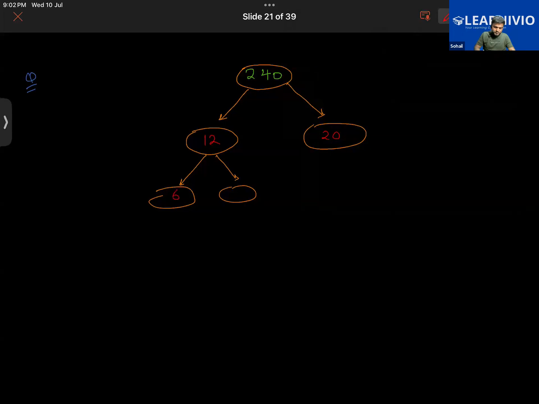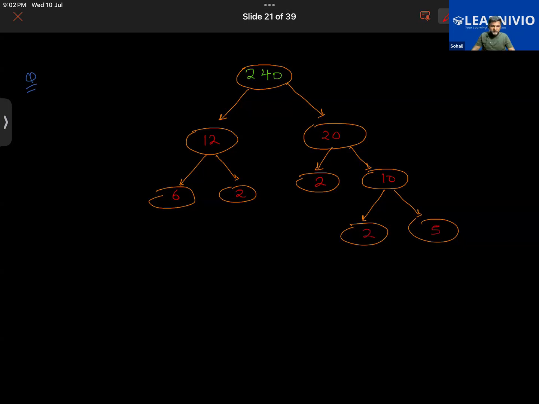And 2 tens are 20, or 5 fours are 20. Very good. And here you have to break down 10 also, no? So it would be 2 times 5. Getting it? 2 times 5.